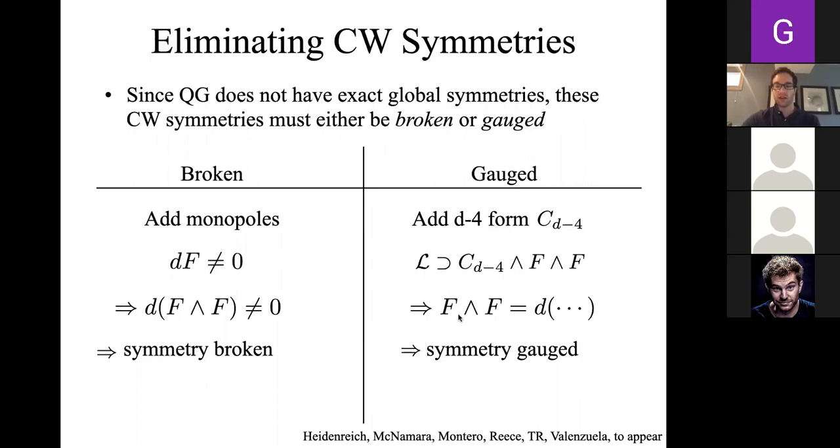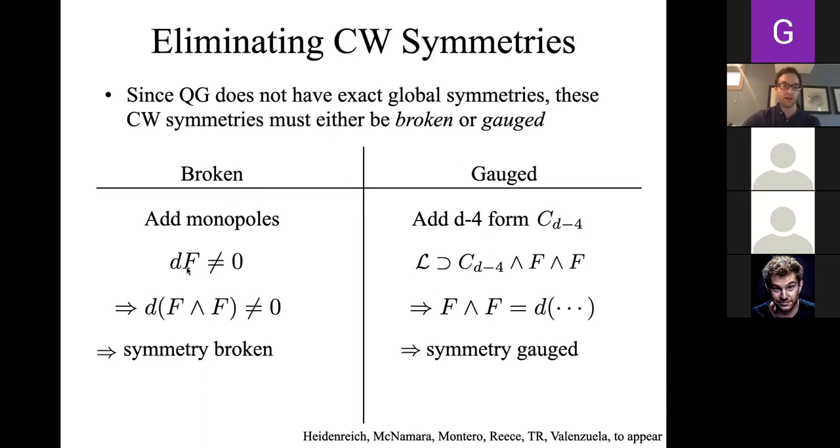In other words, the current is not only closed, but exact. And having an exact current is really the hallmark of having a gauge symmetry. So that's one thing we can do. We can gauge the symmetry by coupling it to a D-4 form. Another option is to break the symmetry.